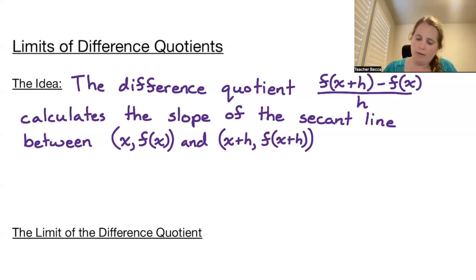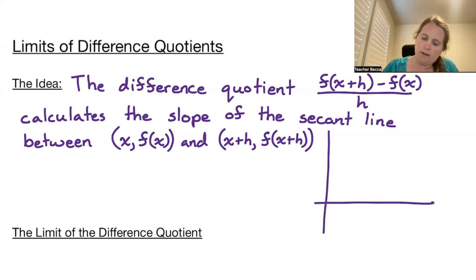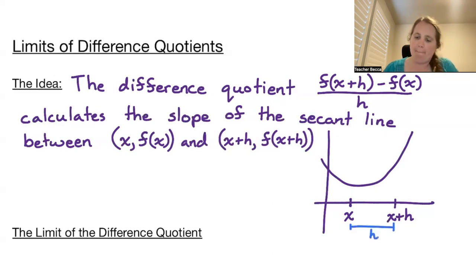So in terms of the graph, we have some function, and we have our points x and x plus h, which are h apart. And then we take the points on f, and we're drawing the line between them, and the difference quotient calculates the slope of this line. Right? And now we're going to look at what happens as h goes to 0.